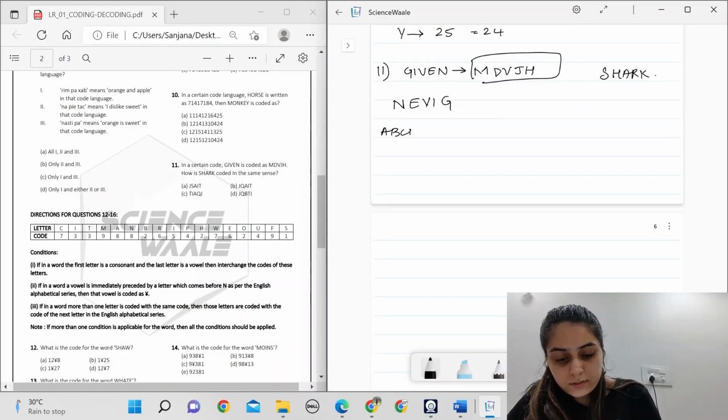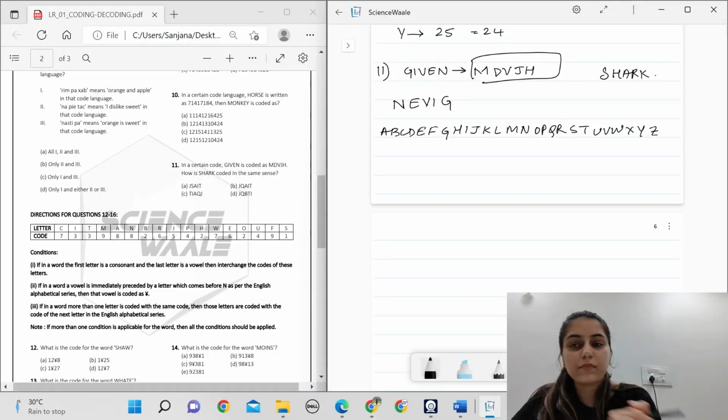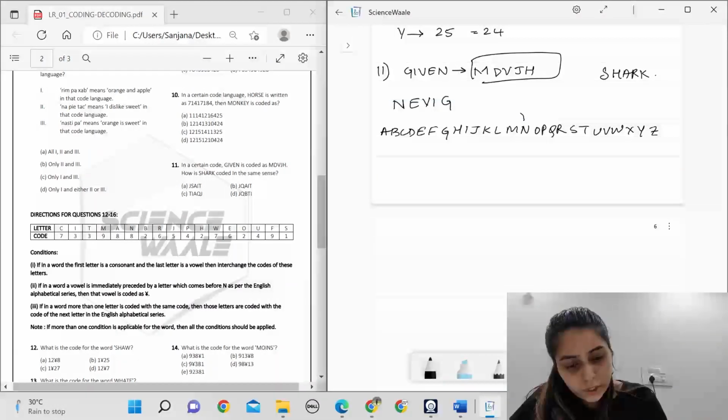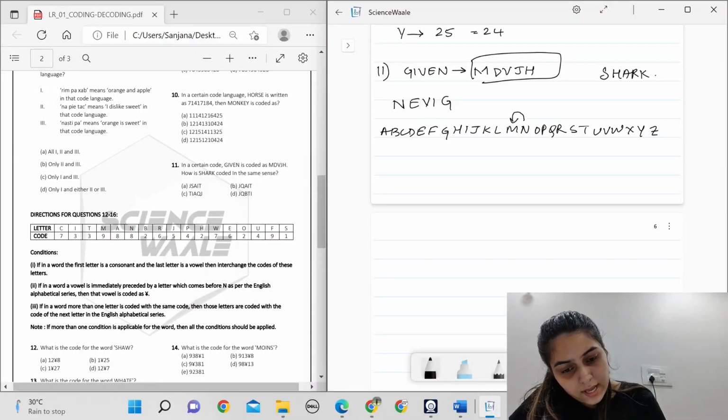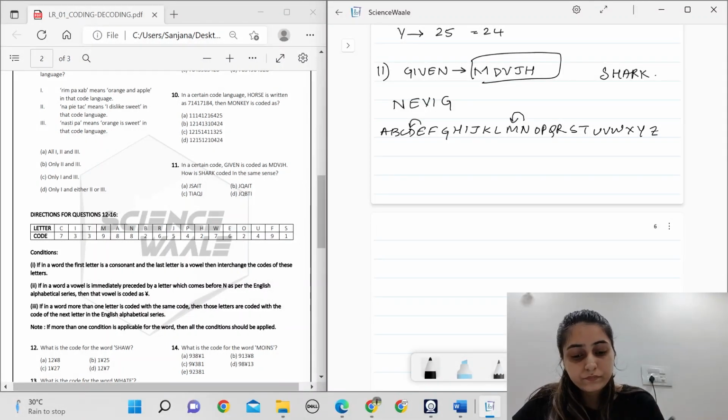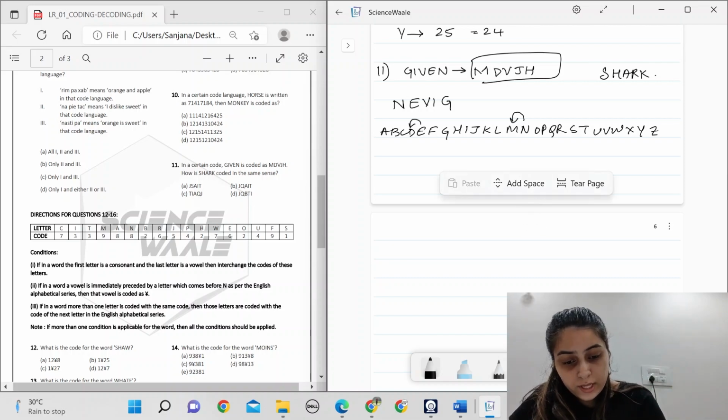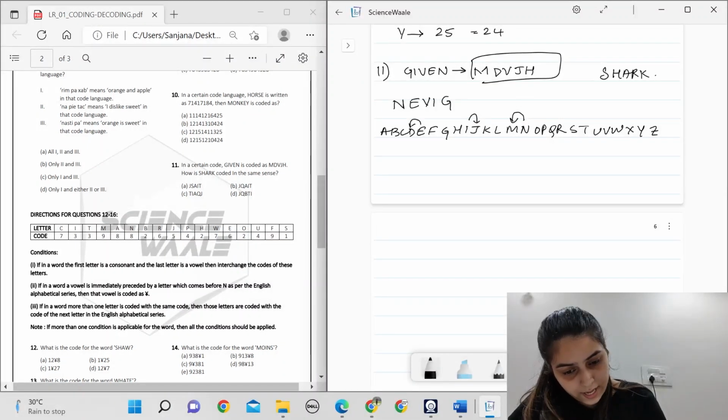So A, B, this is the alphabetical series. Now if we look at the letter N, it's coded as M, minus 1. E is coded as D, minus 1. Okay, V is written as it is. Then comes I, coded as J, and G is coded as H.